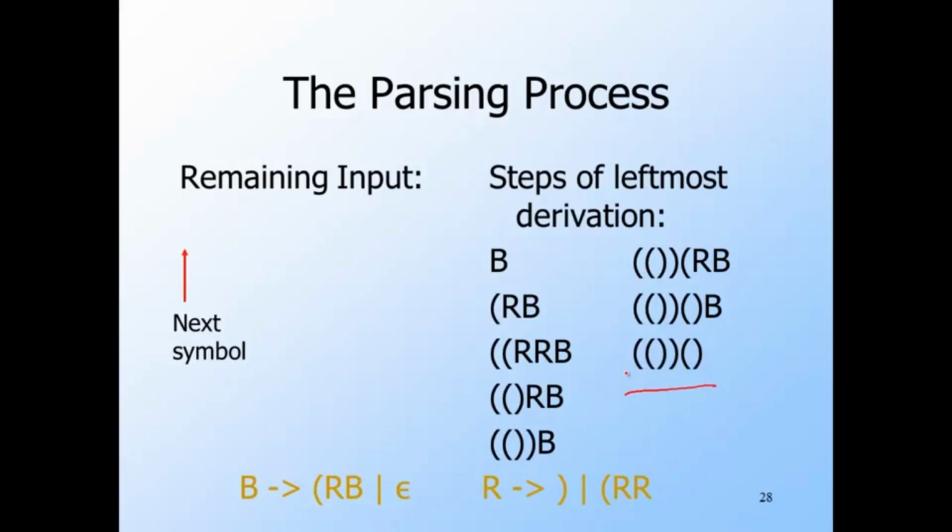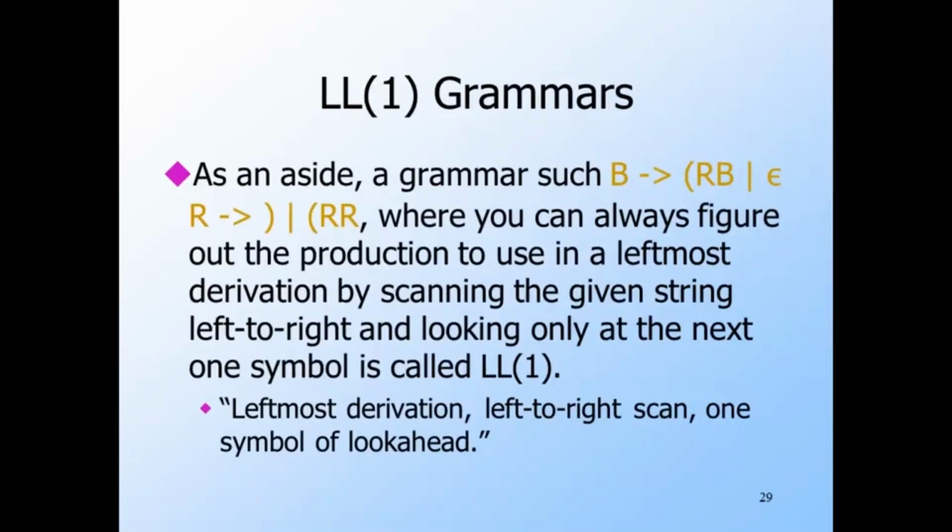Had we deviated from the choices we made at any step, the result of the leftmost derivation would not have been this input string of terminals. There is a name for grammars such as our example, where it is always possible to choose a unique production to use in a leftmost derivation of any string in the language, in the simple manner that we illustrated. At each step, we looked only at the first unmatched symbol of the input, and we were able to make the unique choice correctly. Such a grammar is called LL(1), standing for leftmost derivation, that's the first L, left to right scan, that's the second L, and one symbol of lookahead.